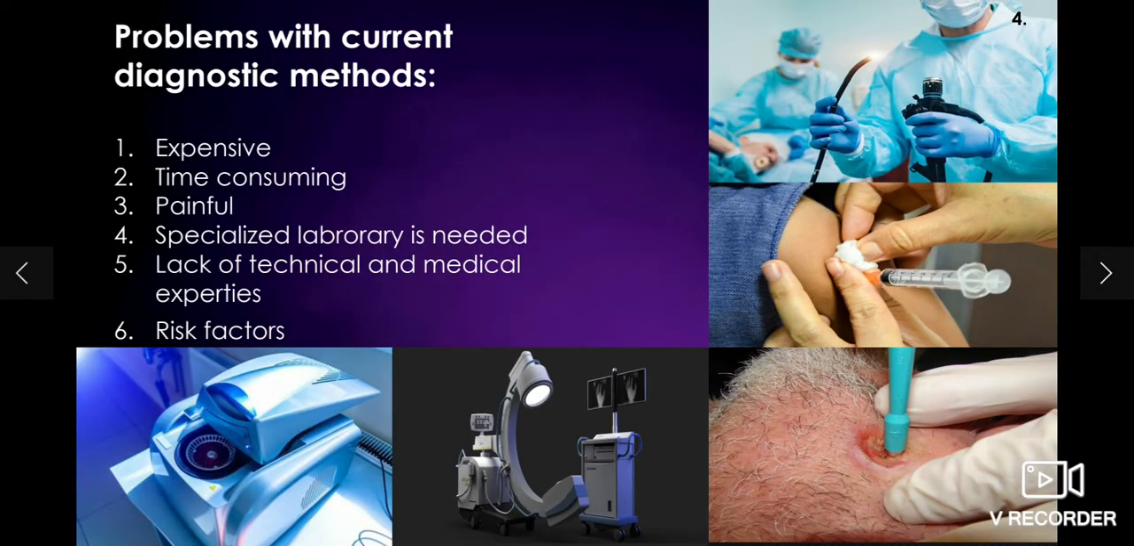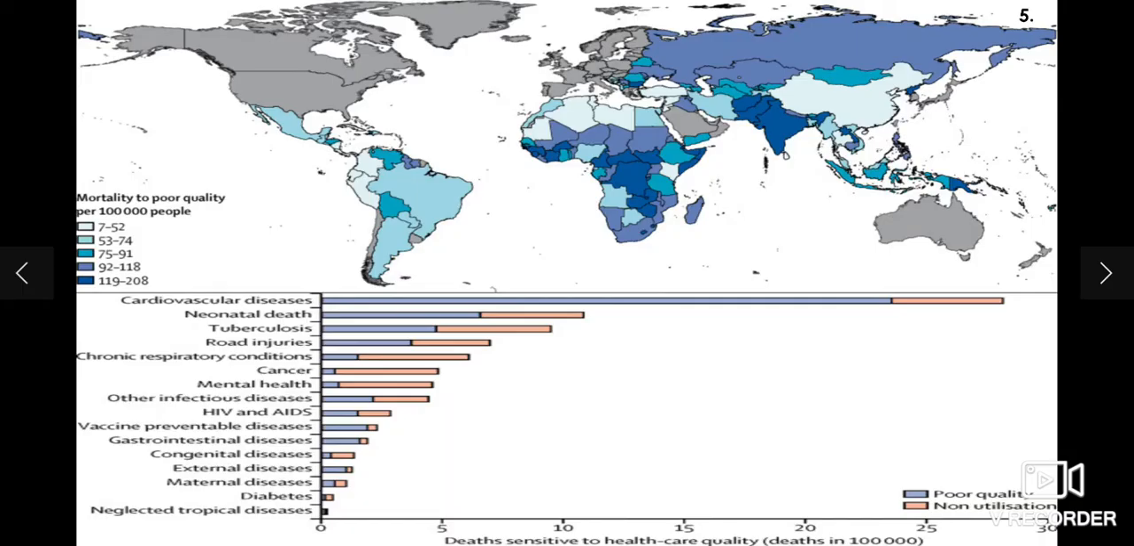Some of the common problems with the current diagnostic methods include, number one, they are very expensive for a wide range of population. Second, many tests are very time consuming, which in many cases is life risking for the patient. Tests like biopsy for detection of cancer are very painful and come with their own potential risk. Apart from this, tests require highly trained professionals and advanced machinery. The problems I mentioned can be clearly seen in these two images.